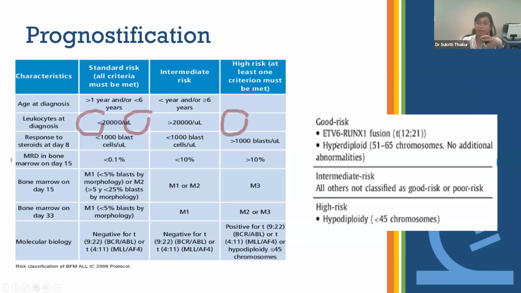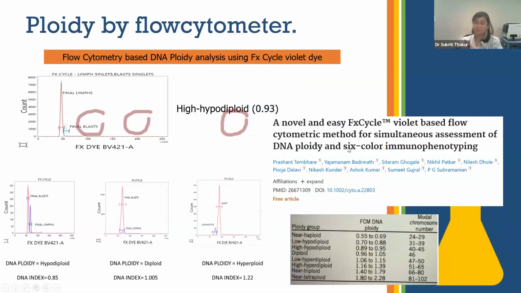See, the most important thing here is the ploidy, right? So what is ploidy? Ploidy is nothing but how fast the abnormal cell is replicating compared to the normal cell, as well as how many chromosomes they are showing. Okay, so for example, in my case, the patient has high hypodiploid. Normally, we have a diploid case, a hyperdiploid case, or a hypodiploid case.